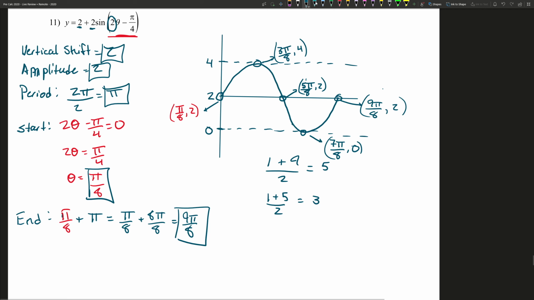Number 12 says to graph the inverse, right? So for number 12, we're really graphing y is equal to 2 plus 2 cosecant of 2 theta minus pi over 4. And in order to do that, nothing really changes. Okay, wherever our sine graph crosses that center line, we have an asymptote.